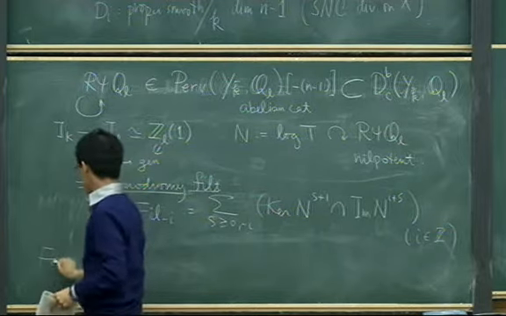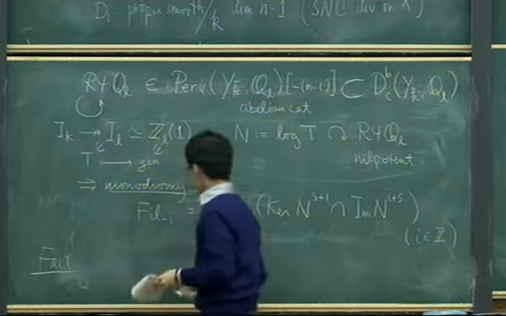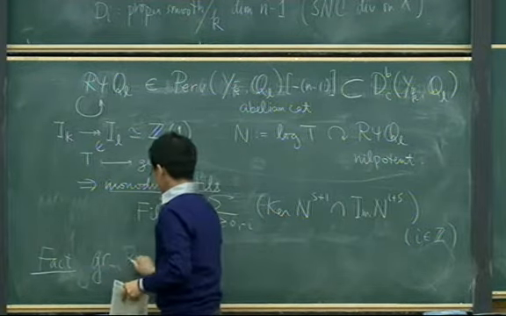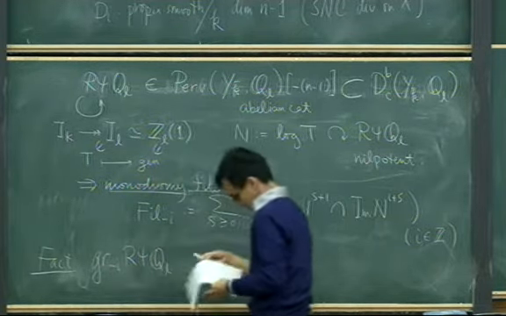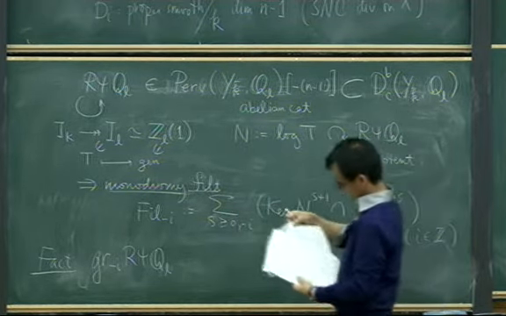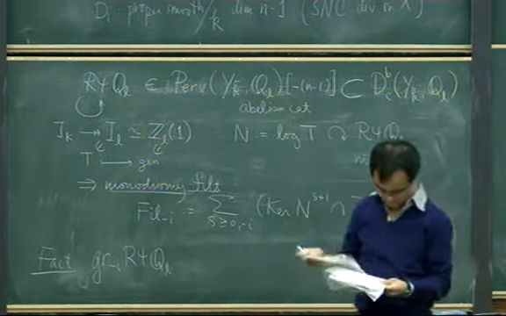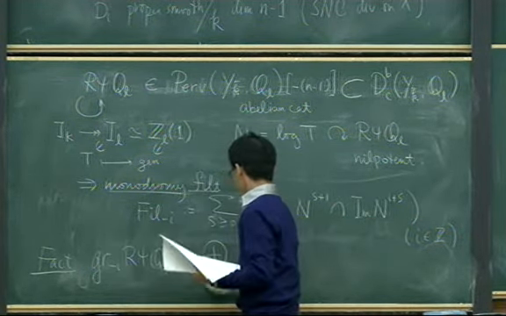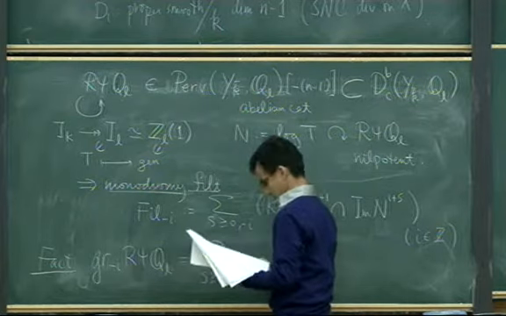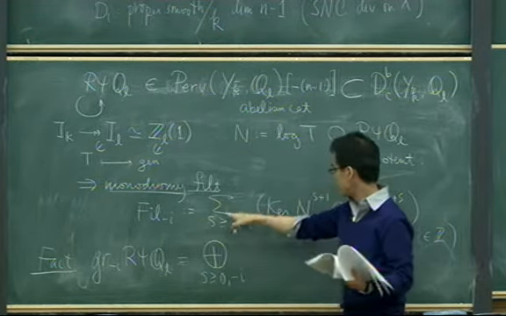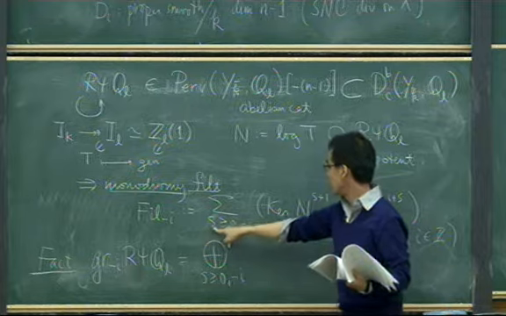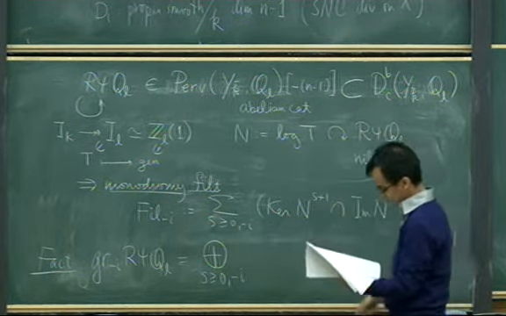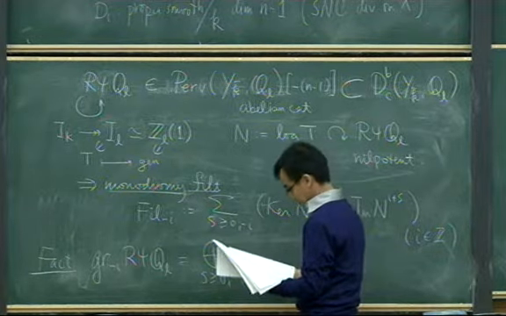Now the fact is that the graded pieces of this filtration have a very nice form. Namely, this is a sum over s, which is bigger than both 0 and minus i, the maximum of 0 and minus i. Okay, so Q_l.